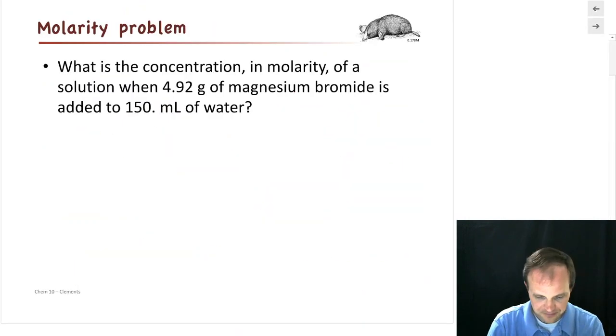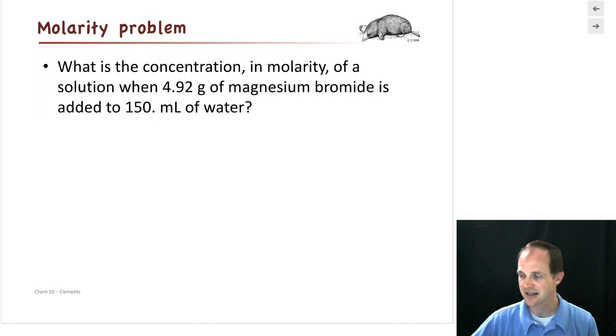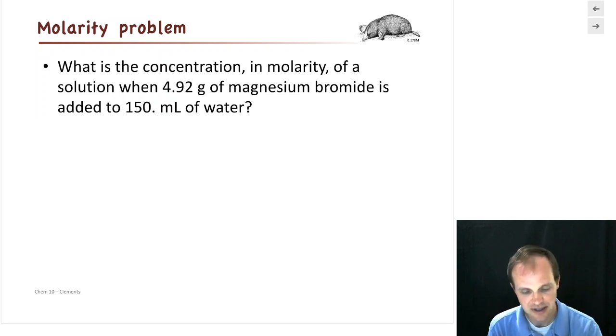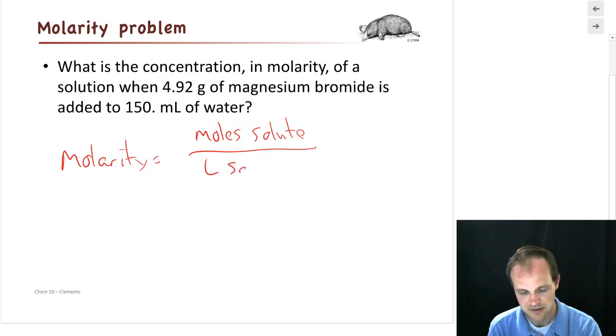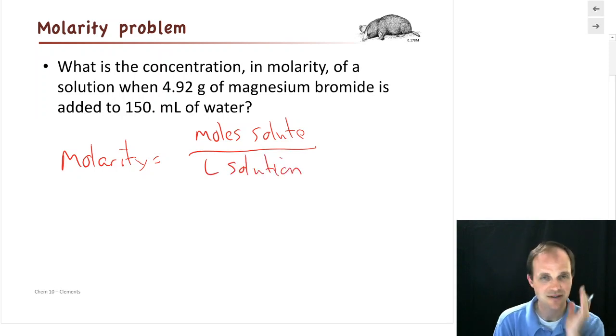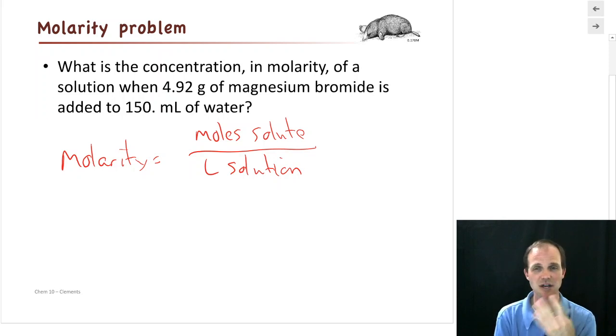So let's find the concentration, the molarity, of a solution when 4.92 grams of magnesium bromide is added to 150 milliliters of water. Now, what is molarity again? Never hurts to write down a definition. Moles of solute over liters of solution. Do we have either one of those? And the answer is no, we don't have either one of those.